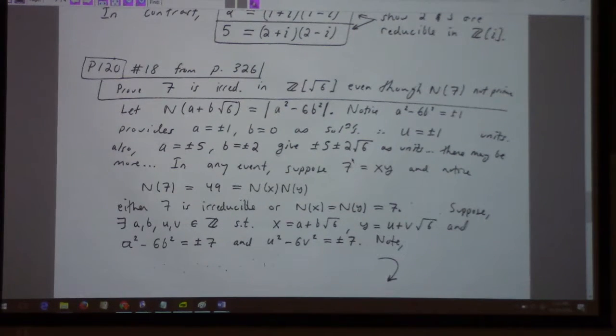This one is an example in the text. It's a little bit trickier. 7 is irreducible, so I feel like I talked about this one in class. I don't remember. I think I talked about the example in class over here. But anyway, the norm of this would be a squared minus 6b squared, all right?